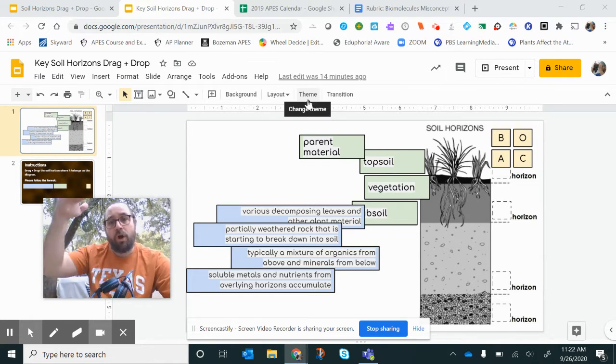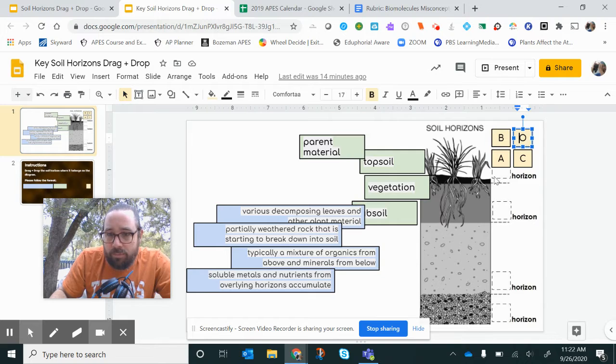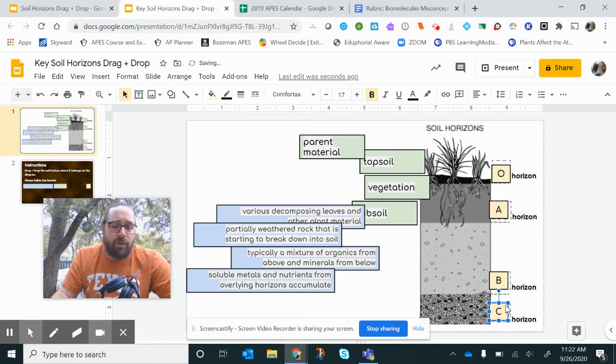What are they? Let's remember O, A, B, C. O, A, B, C. The O horizon is on top. Then after that, it's alphabetical: A horizon, B horizon, and C horizon. So I hope yours looks like that. What is happening at each level?